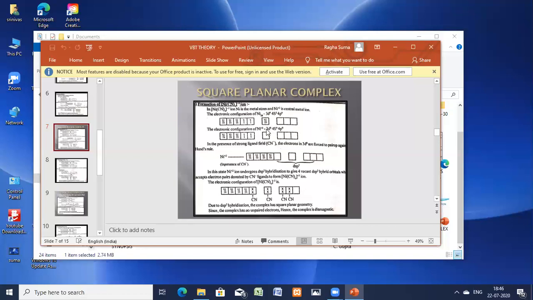Now, let us go for the electronic configuration of the nickel +2 ion. The 2 electrons from the 4s are lost. And then here it is d8 configuration, s0, 4p0.